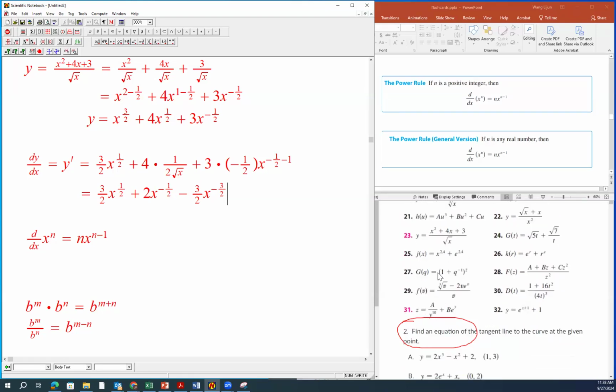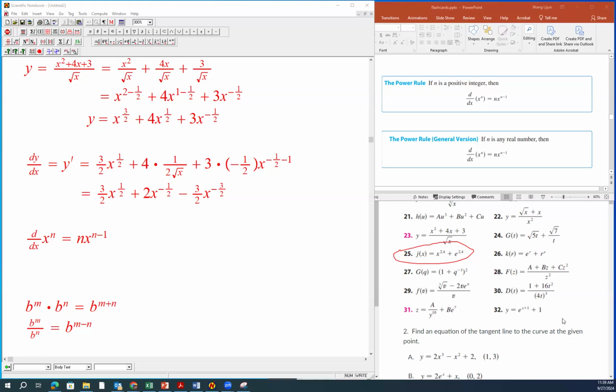I think you guys got these other ones, right? Maybe 25. In 25, you have x raised to the power 2.4 times e to the power of 2.4. Let me circle that. I'm just going to talk about it, not writing it down. X raised to the power 2.4, you apply the power rule. But e to the power of 2.4, that's a constant. The derivative of a constant is 0. Okay, 29, you should be able to handle.